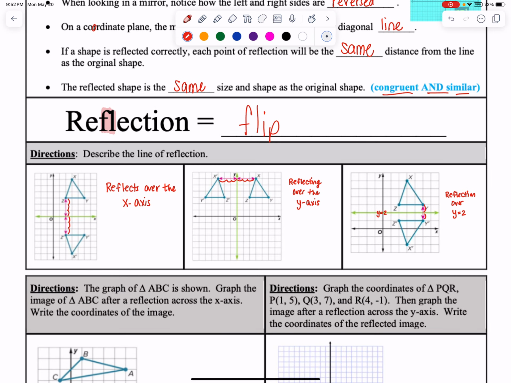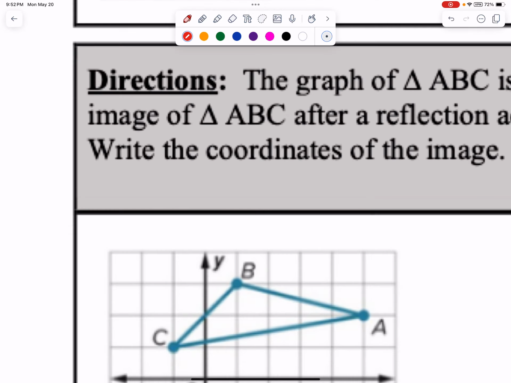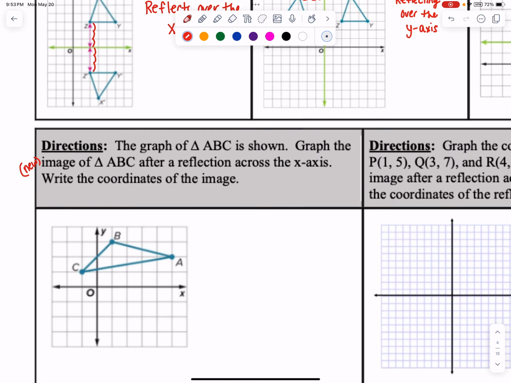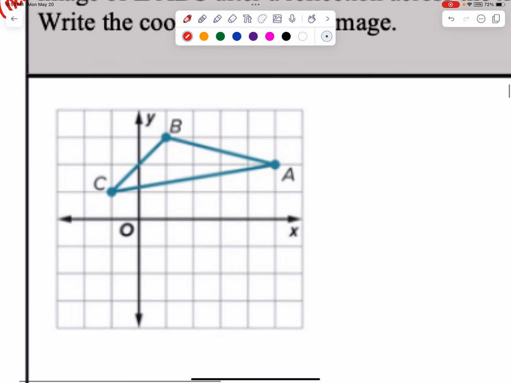Okay, all right, now let's get a little bit more specific here. Here we have a graph of triangle ABC, and they're asking us to graph the image, which we know means new image. So don't forget that, we're using the language of pre-image and image, after reflecting across the x-axis. Write the coordinates of the image, or new image. Our trick to make this happen right away would be to count the same distance.